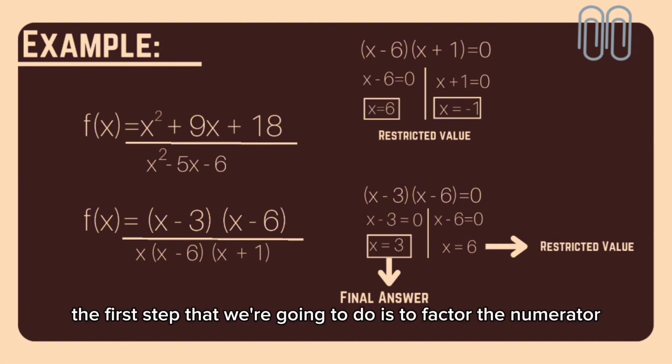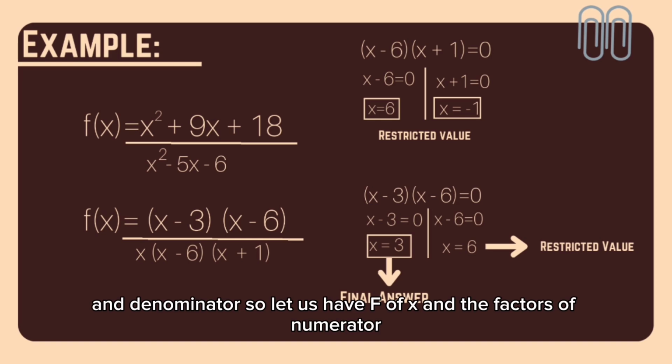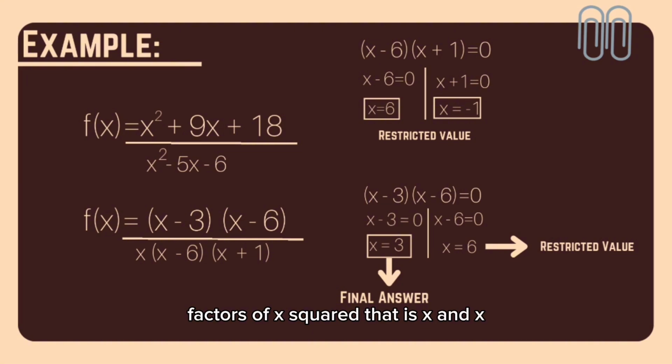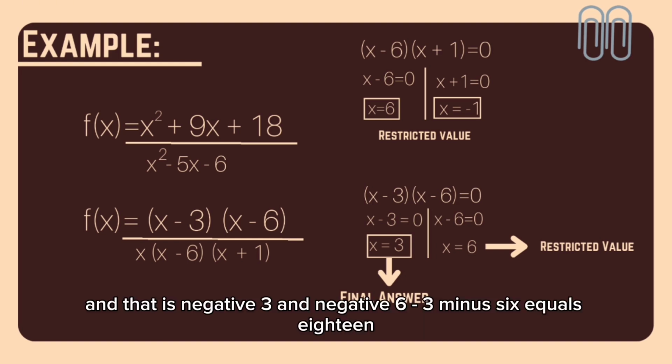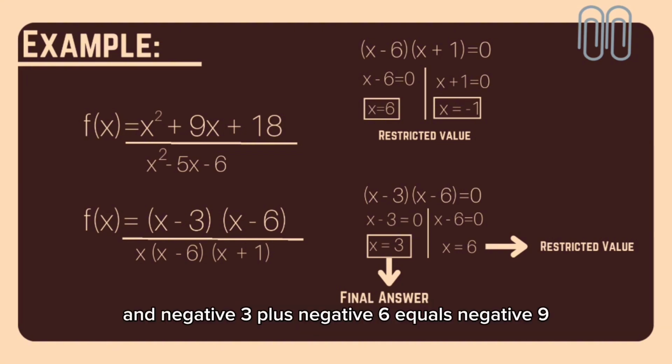The first step that we're going to do is to factor the numerator and denominator. So let us have f of x and the factors of the numerator. Factors of x squared, that is x and x. And what are the two numbers? If we multiply, we can get positive 18, and if we add, we can get negative 9. And that is negative 3 and negative 6. Negative 3 times negative 6 equals 18, and negative 3 plus negative 6 equals negative 9.